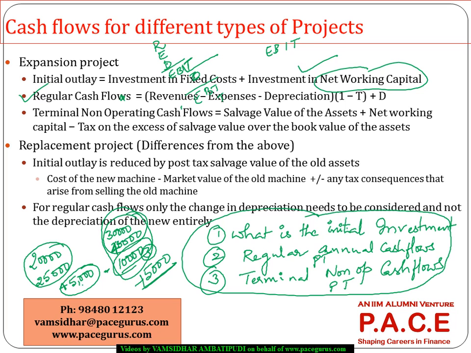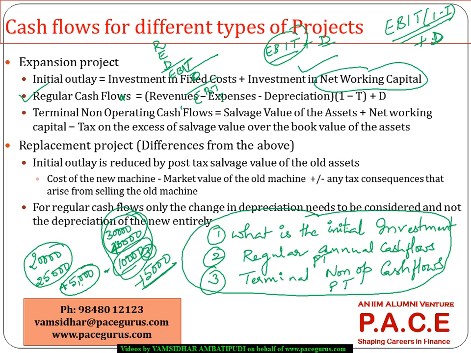But what should happen? When I am adding back the depreciation, when I am adding EBIT plus depreciation, it is as good as saying EBIT into 1 minus T plus the depreciation, because I have to pay the tax on this particular portion. So EBIT into 1 minus T plus depreciation will become my regular cash flows.